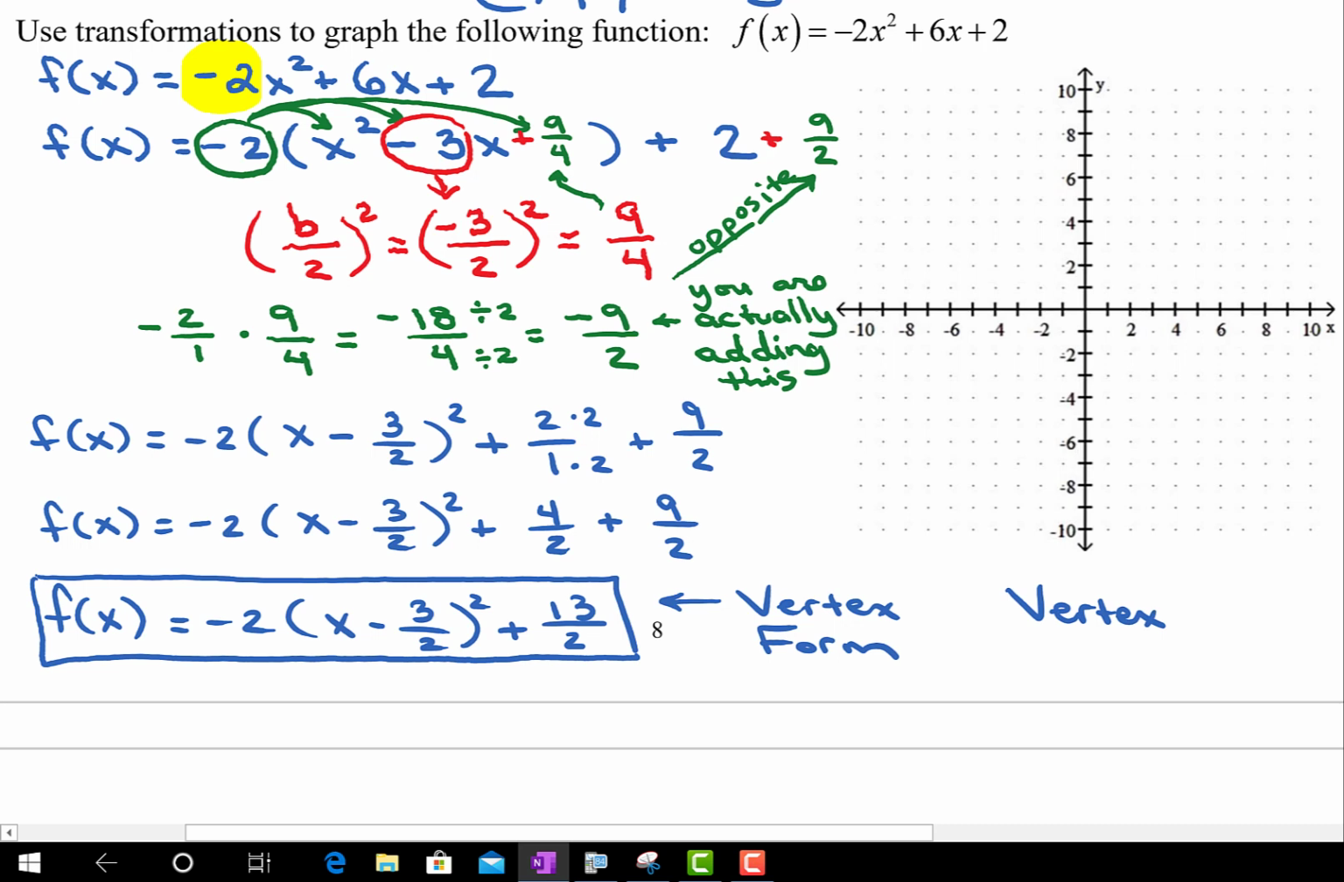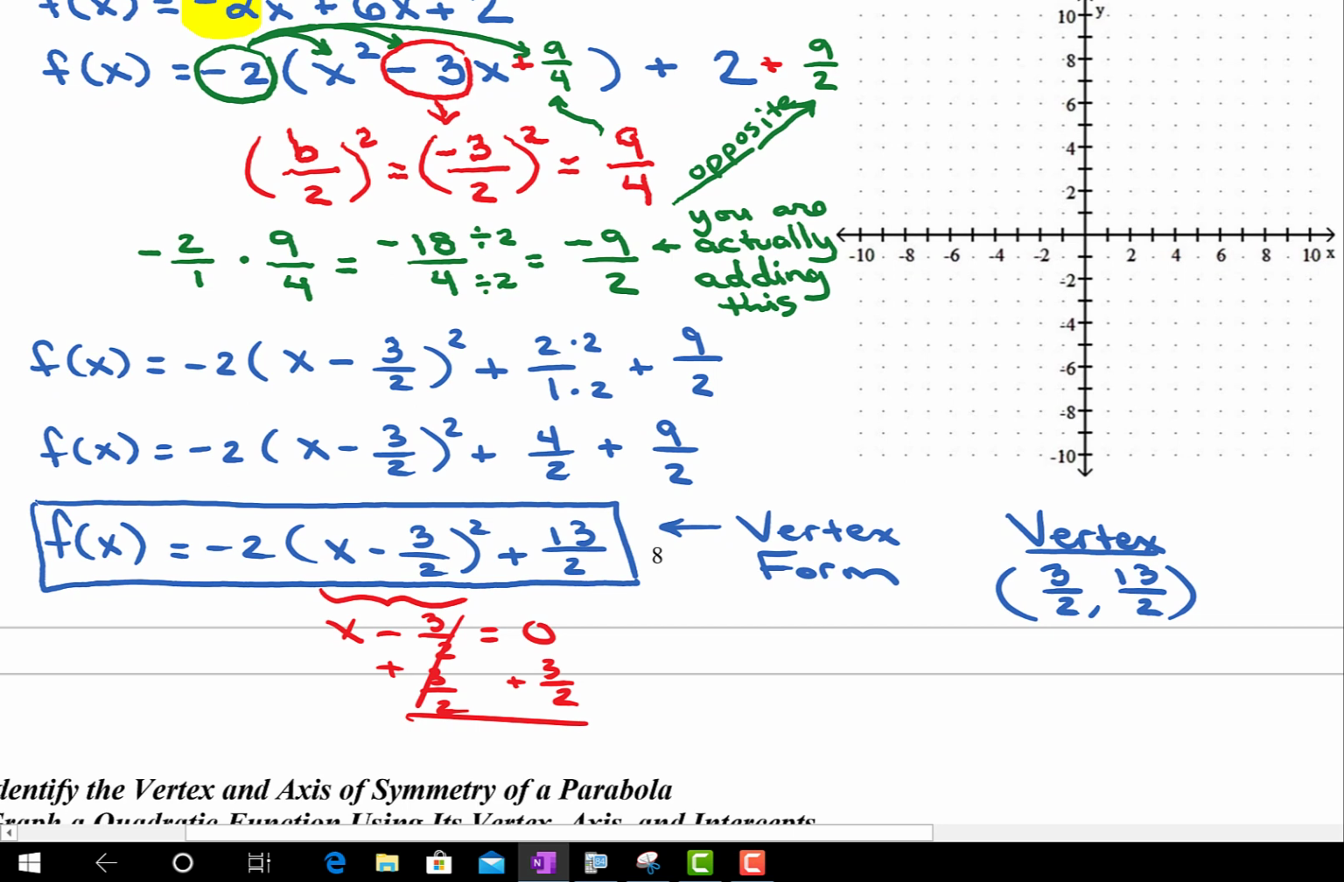So let's write that down. Our vertex is going to be 3/2, 13/2. Now remember, if you're having a hard time seeing how I got the 3/2, I would suggest you take what's inside the parentheses, set it equal to 0, and solve for x in order to understand why I'm using positive 3/2. That might help remind you why it's got to be a positive 3/2 in here.